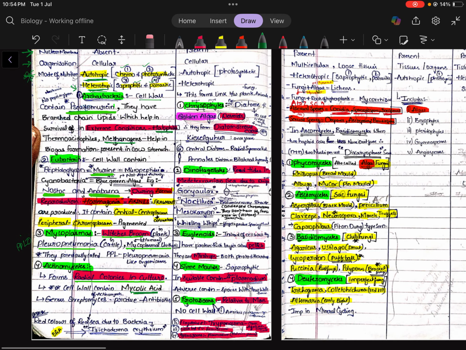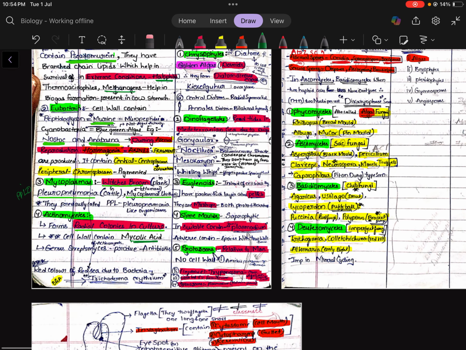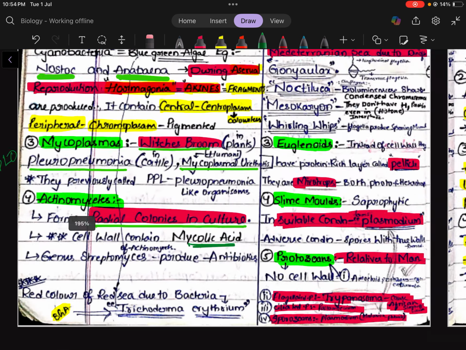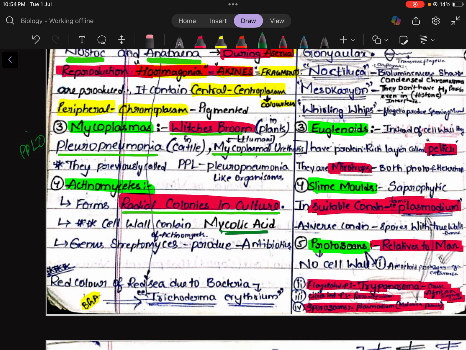So pseudomurein is present in archaebacteria, murein is present in eubacteria, and mycolic acid is present in actinomycetes. And there is an important point called radial colonies in culture. Which of the following subgroups forms radial colonies in culture? They may ask like this. Then you have to answer actinomycetes.